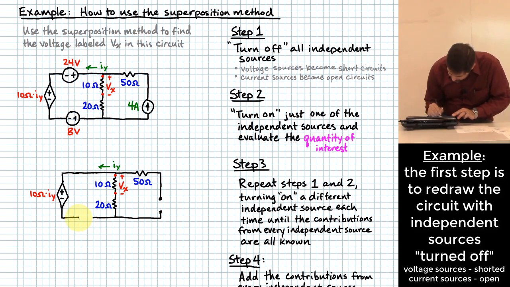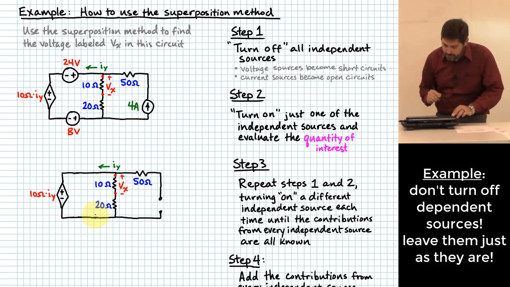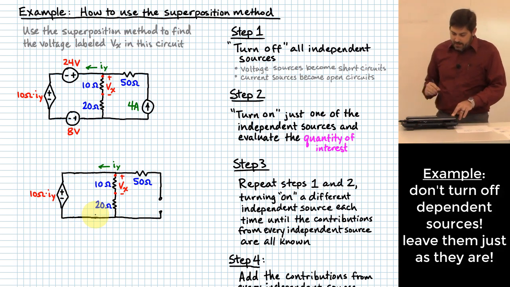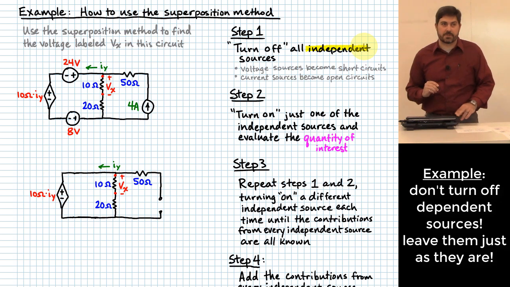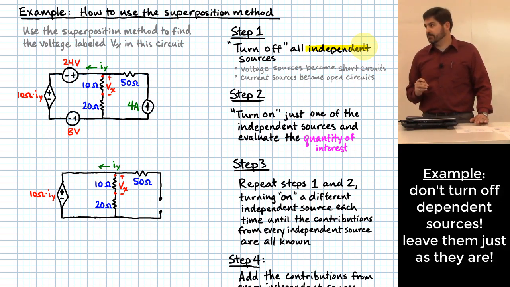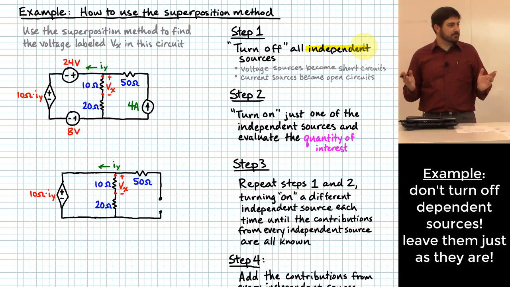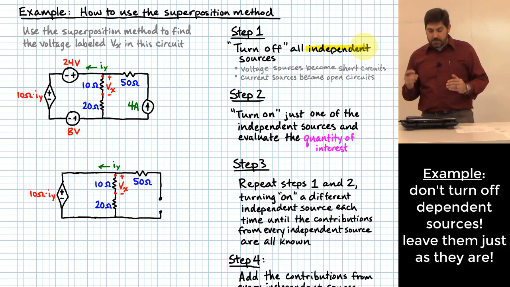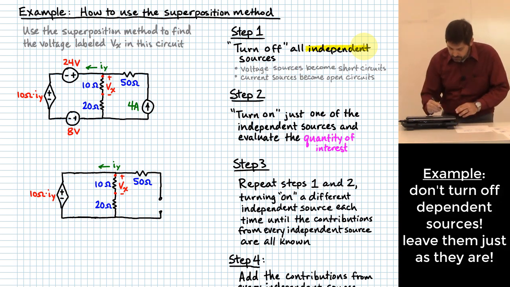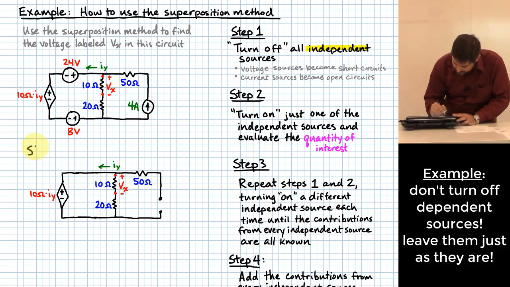So that takes care of those sources. And at this point, one of the mistakes a lot of people will make is they forget to read carefully that this says independent sources. What do you do with dependent sources? Nothing. You leave them alone, right? So we are done with step one. We've turned off all of our independent sources for that circuit. Okay? So what we did right there, I'll just label it. This is step one.